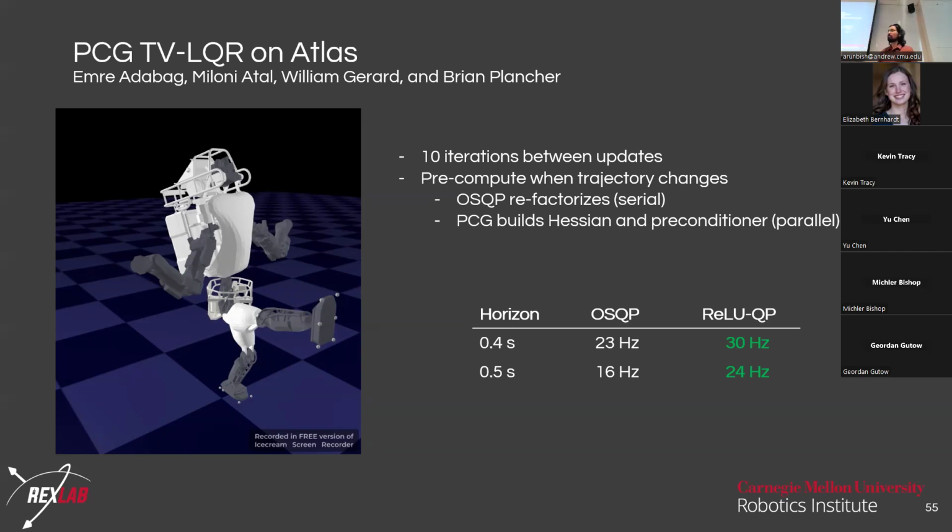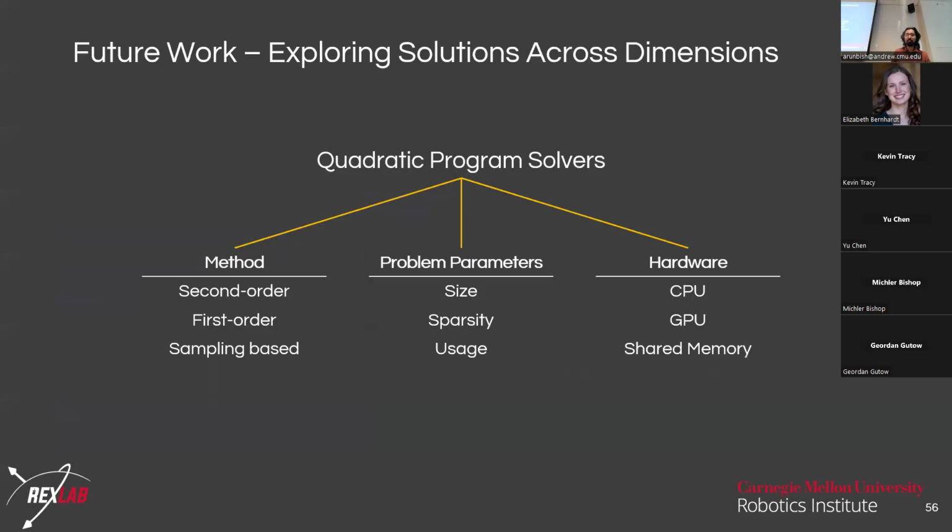And that kind of brings me to my future work. So I want to keep exploring this problem across multiple dimensions. So the first thing is to look at other methods: second order, first order, and sampling-based methods. And the intuition seems to be that there's this trade-off where as you go to first order and sampling methods, you need more iterations per solve, but those iterations may be more parallelizable. And there's a trade-off there to explore. And then in particular, we want to explore this for different problem parameters, like size and sparsity.